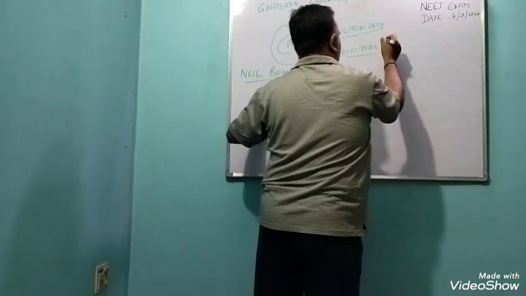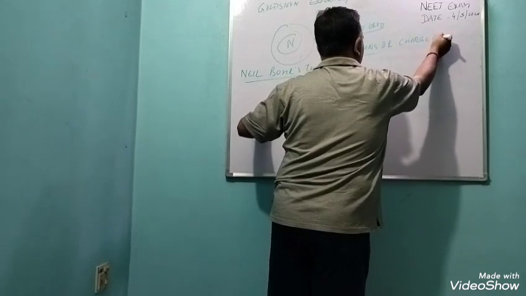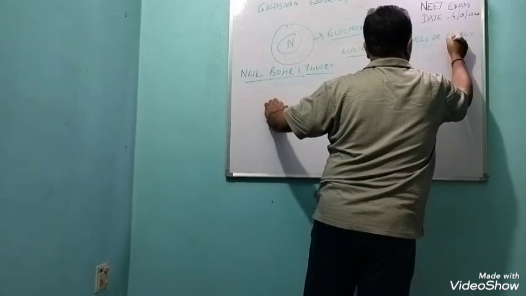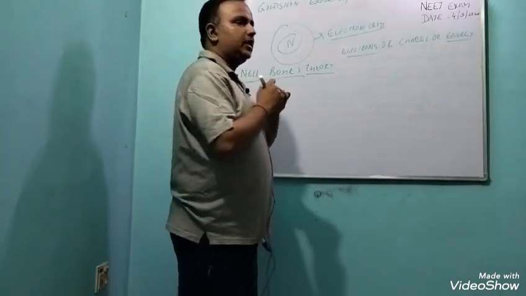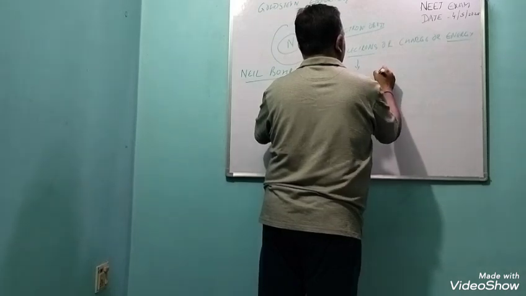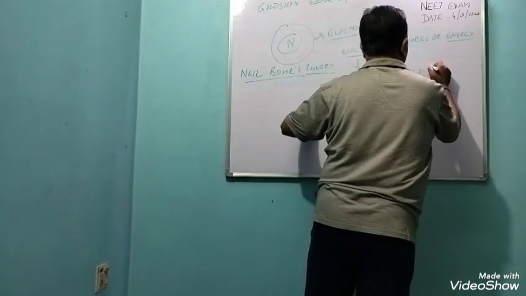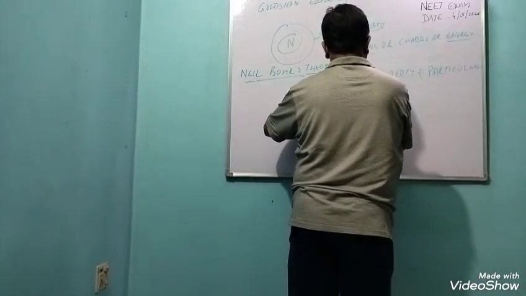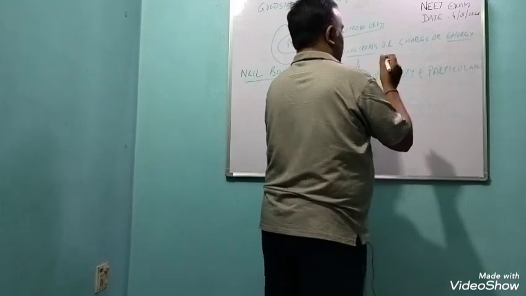Electrons or charge or energy. These have both wave properties and particulate matter properties. Wave property plus particulate matter properties.